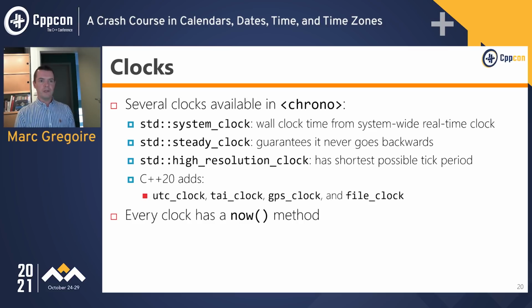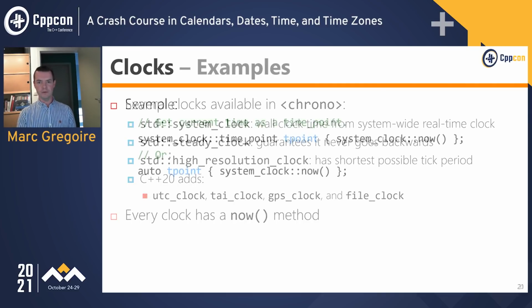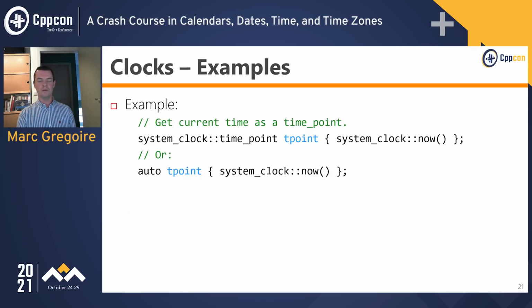And C++20 adds a couple more clocks. It adds a UTC clock, a TAI clock, a GPS clock, and a file clock, but I'm not going deeper into these special types of clocks. What is important to remember is that every one of these clocks has a now method that can be used to retrieve the current time of that clock.